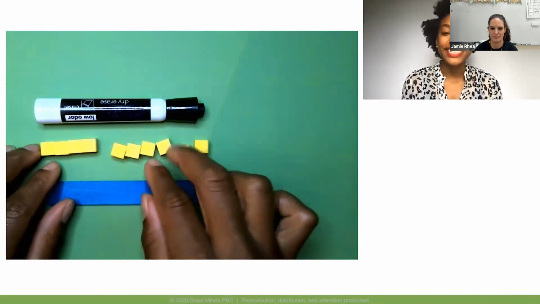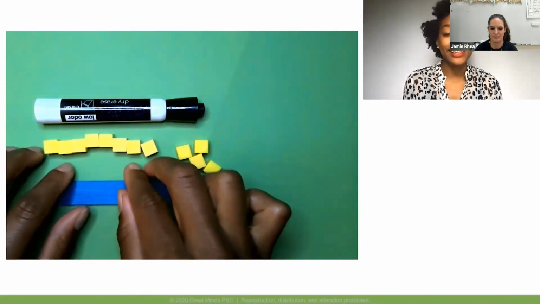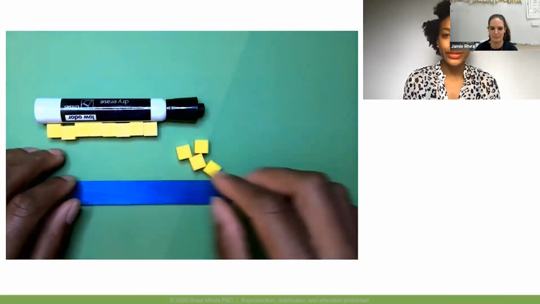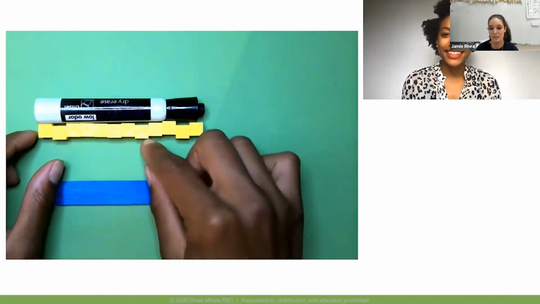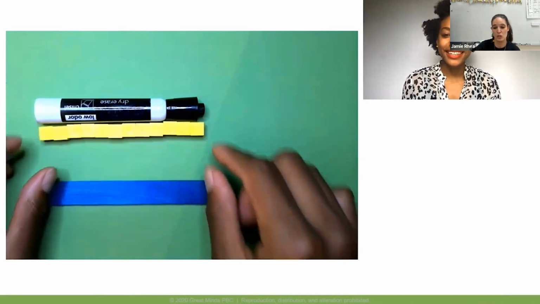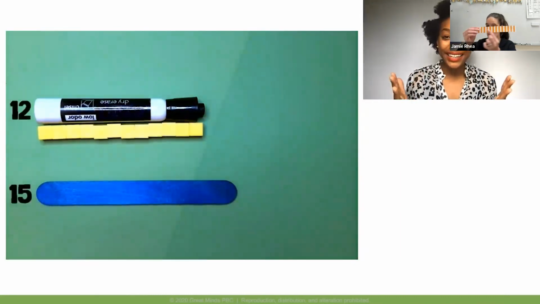Pause the video now to lay down 12 centimeter cubes as I lay my 12 centimeter cubes underneath my dry erase marker. Now, again, we don't have 12 centimeter cubes, so you can just use your paper and count to 12 and put your finger on it.